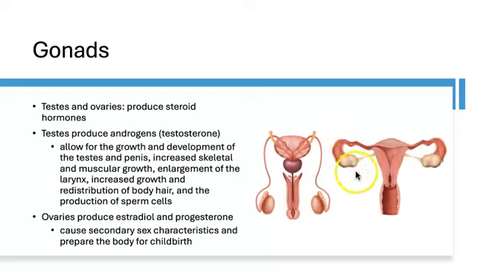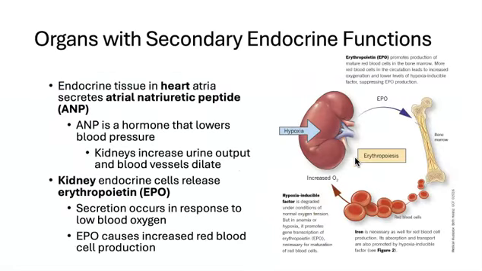Our ovaries are going to produce estradiol and progesterone, and they cause secondary sex characteristics to come about, such as breast development, increase in adipose cells, especially around the hips and underneath the skin, and it prepares the body for childbirth. Some other secondary endocrine functioning organs would be the heart. The heart within the atria is going to be able to secrete atrial natriuretic peptide, and this is a hormone that helps to lower blood pressure.